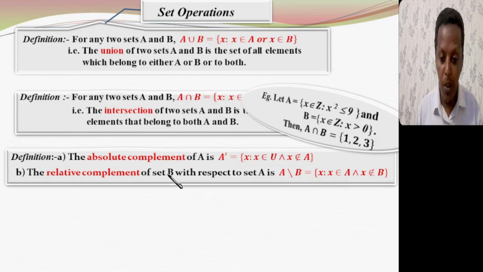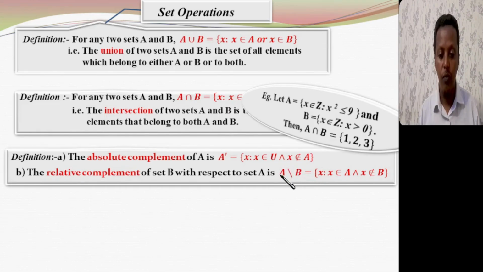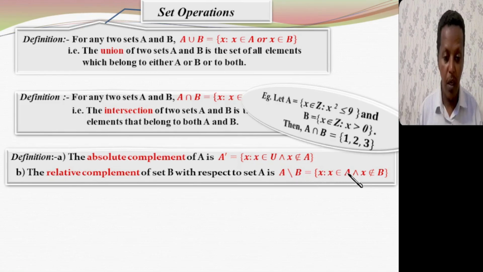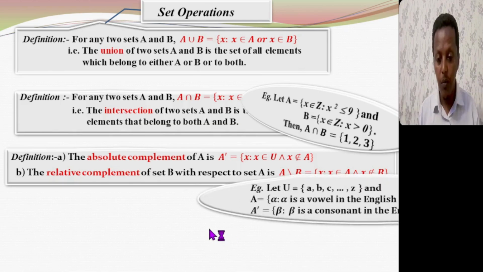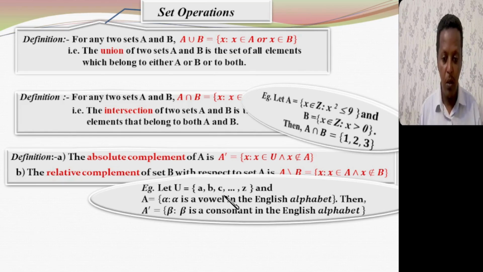And the relative complement of set B with respect to set A, which is denoted by A without B, is elements in A but not in B: x an element of A and x is not an element of B. That means A without B contains elements that belong to A but not in B. That's what we mean by the relative complement of set B with respect to set A. So considering a universal set containing all English alphabet A up to Z, let set A contain vowels and A complement will be consonants.